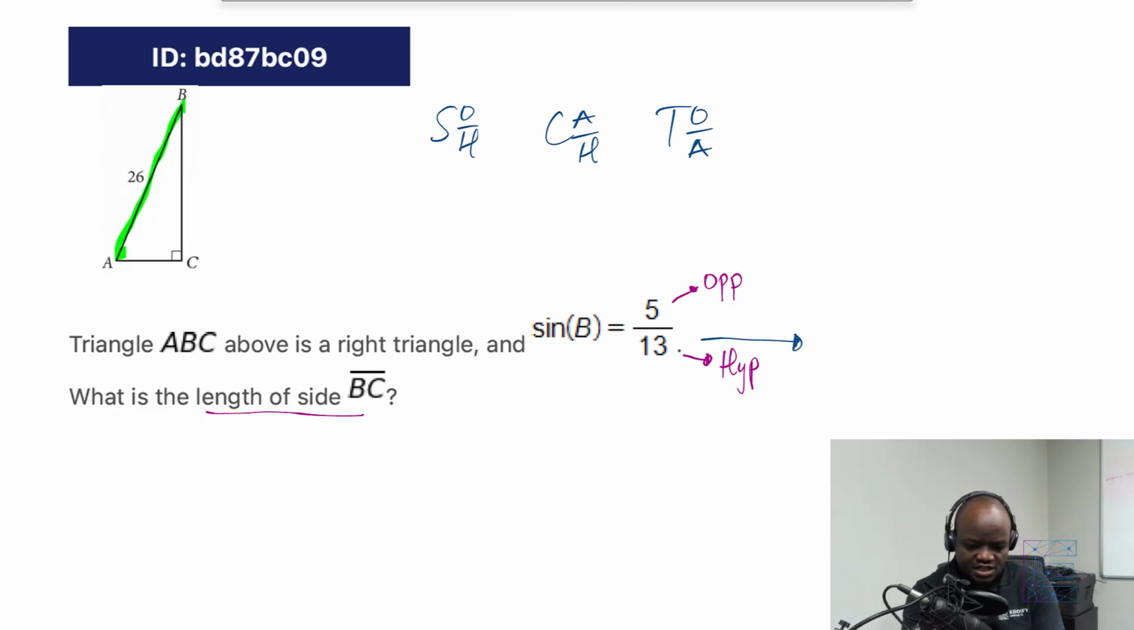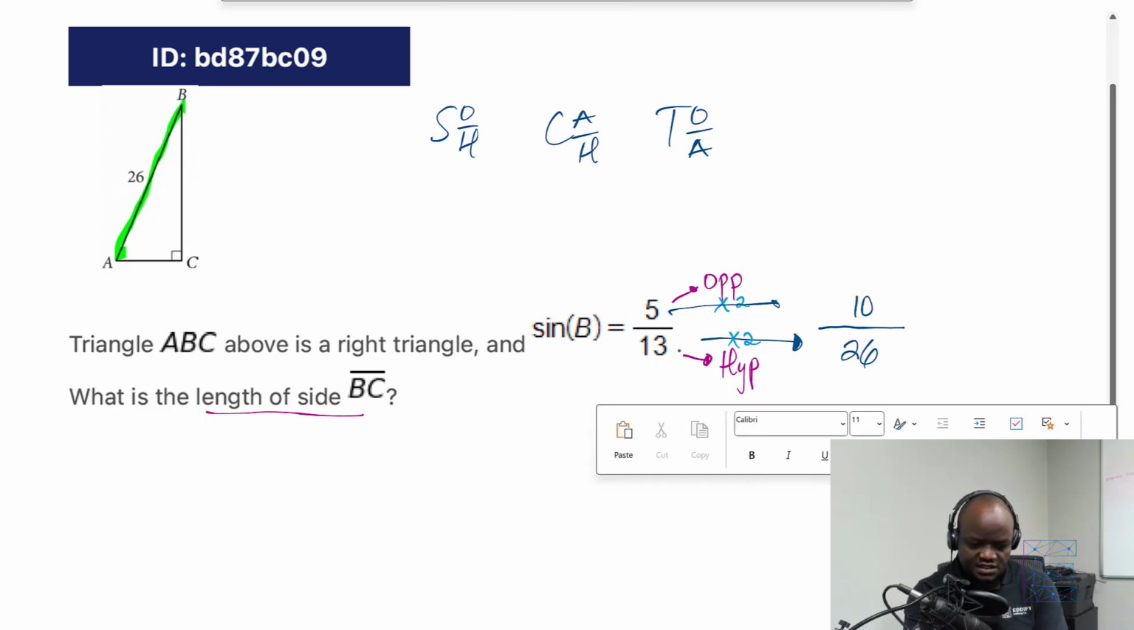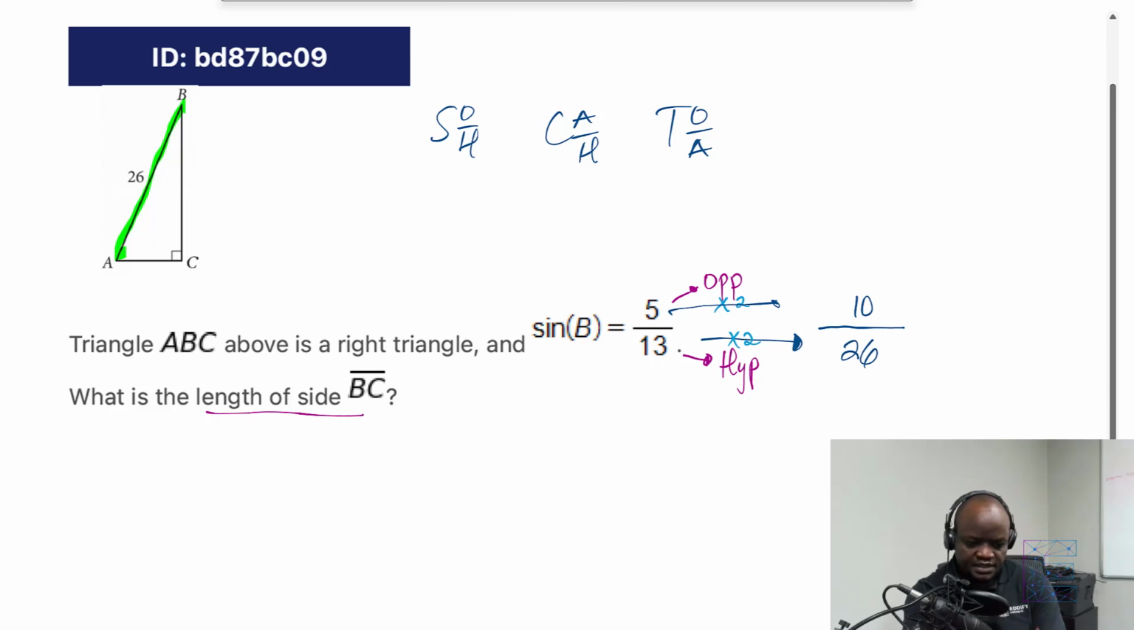So you ask yourself, how did we go from this 13 to the 26? And you might say, oh yeah, you just need to double, right? So if you times this by 2, you get the 26. And if you do that to the denominator, you have to do that same thing to the numerator. So you got to double the 5. And that's going to give you a 10. So given triangle ABC over here, angle B being the angle of reference, we can tell opposite from angle B will be 10. And we're looking for BC, this side right here.